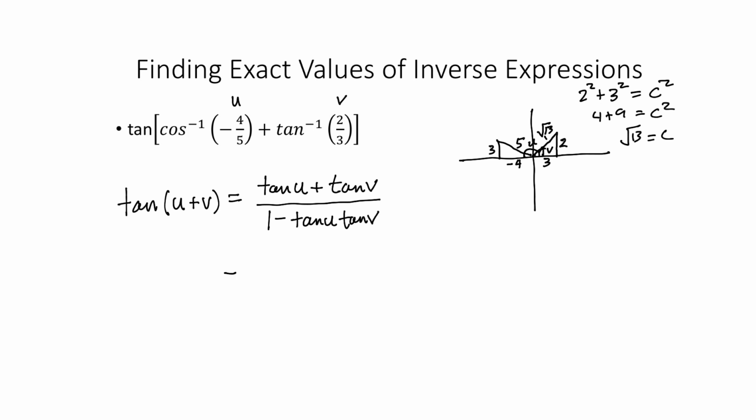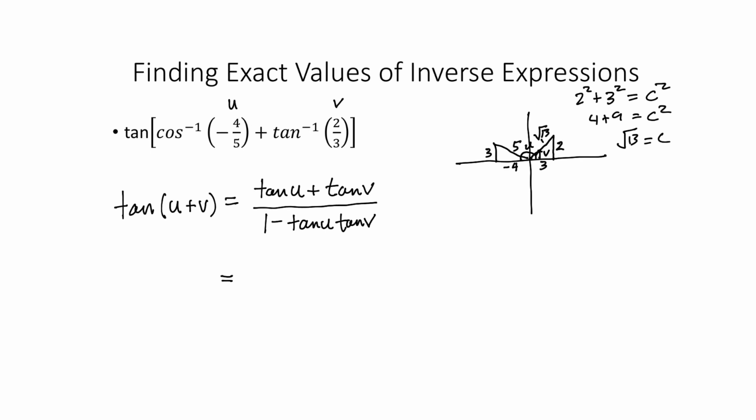And so we're going to do a bunch of tangents here, with U and V. Starting with tan U, U is the one in the second quadrant. Tangent is going to be opposite over adjacent, so negative 3/4. Plus tangent of V, in the first quadrant, tangent is positive, and we get 2/3. And then on the bottom, we're going to go 1 minus tan U tan V. We already found those, so negative 3/4 times 2/3. So we don't even have to do a new calculation there.